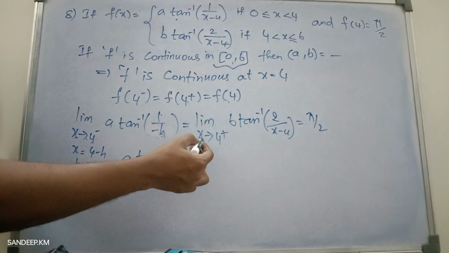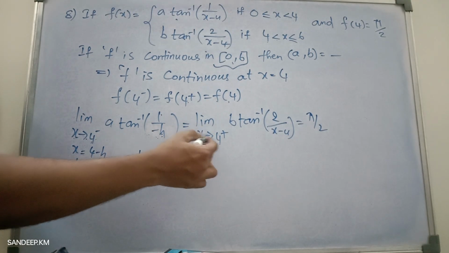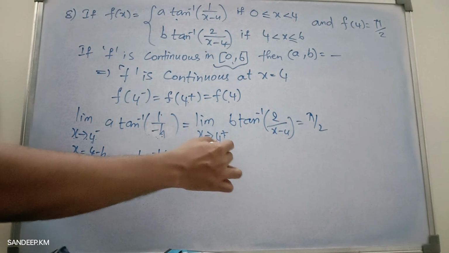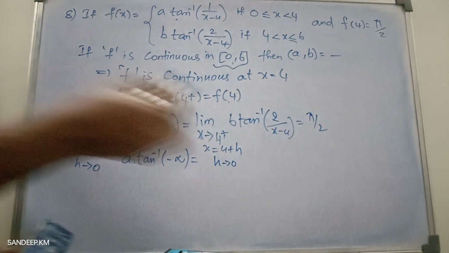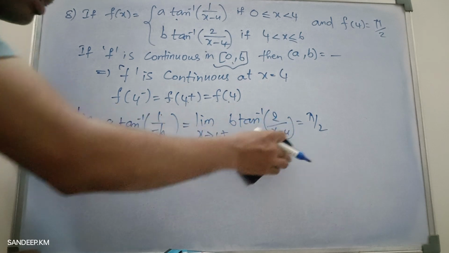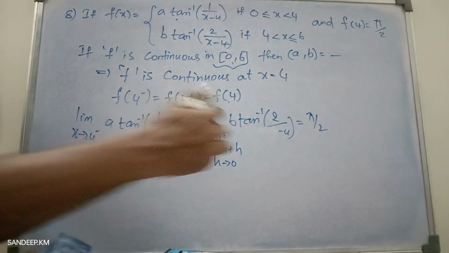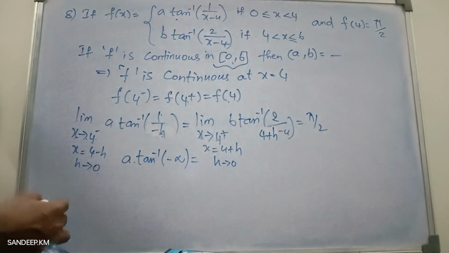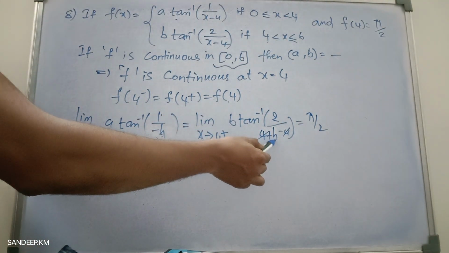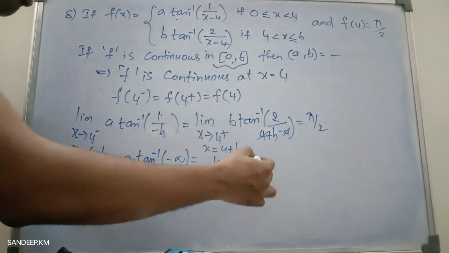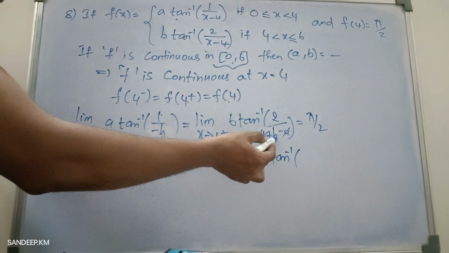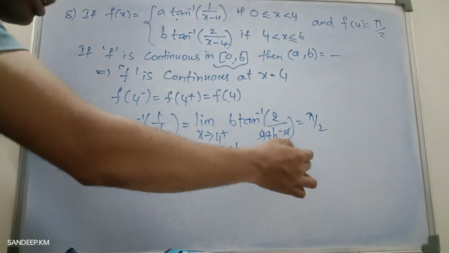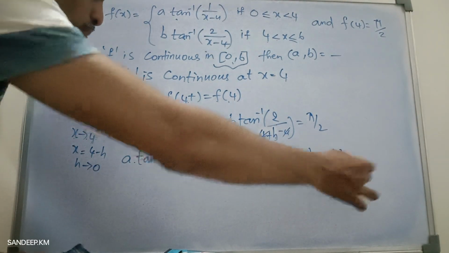Same way, dear students, on the right hand side, x is approaching 4 plus means x is equal to 4 plus h, where h is approaching 0. Now instead of x, we can write 4 plus h, and plus 4 and minus 4 will get cancelled, and h is approaching 0. Therefore it is equal to b into tan inverse of, h is approaching 0, so 2 by 0 is approaching infinity. It is equal to pi by 2.